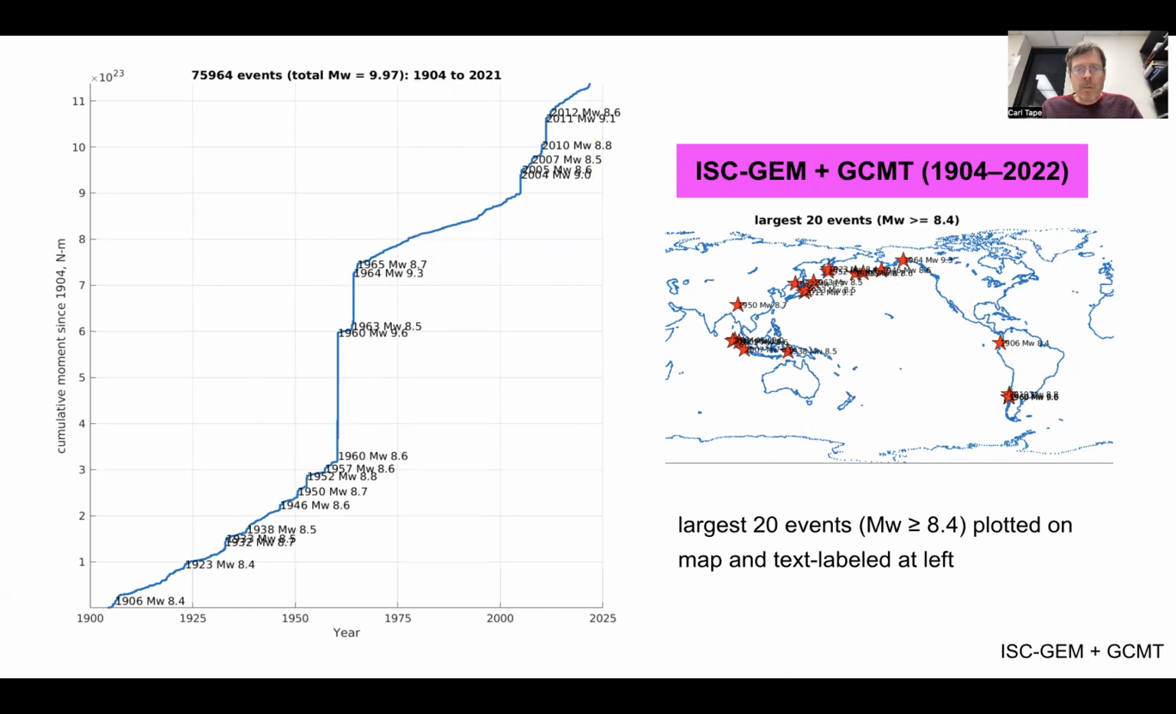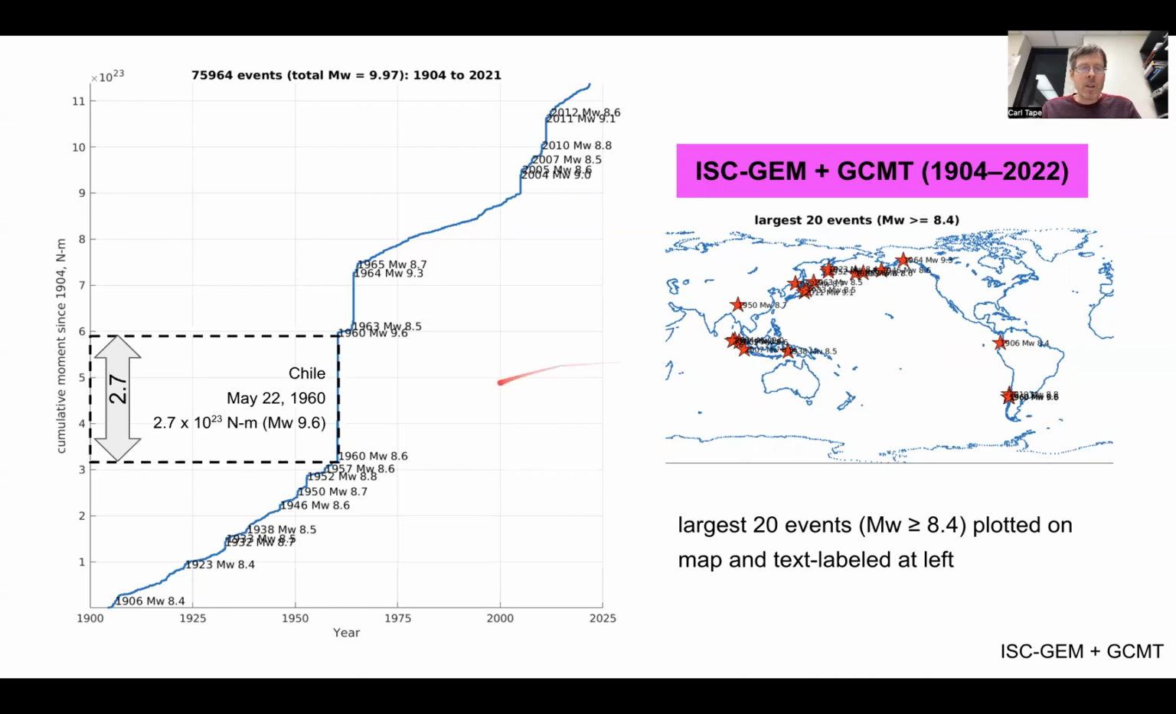So here's our plot, and we'll highlight a couple of things. The largest event was in 1960 in southern Chile here. And we see it was 2.7 times 10 to the 23rd newton meters. This 2.7 is the step taken from about here, 3.2 to 5.9. So this big step right here is given by 2.7 times 10 to the 23rd. You see the 10 to the 23rd up here. And that represents a 9.6 earthquake, the largest ever recorded. So that gives an idea that these big vertical steps represent the magnitudes for the moment.